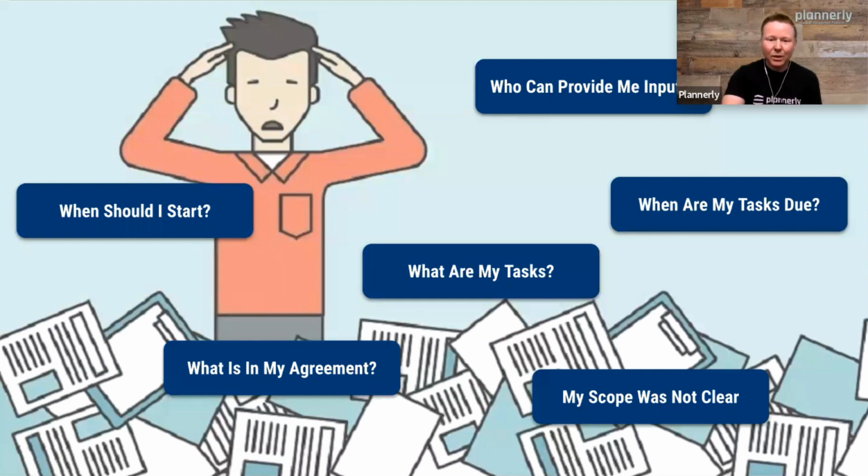People are asking, when should I start my tasks? What are my tasks? When are my tasks due? Having a clear scope is really important, but then understanding the sequence of those tasks is incredibly important. So how can we make sure that people provide you the inputs that you need so that you can get on with your work? Having that cross-company collaboration is important. On time, absolutely.